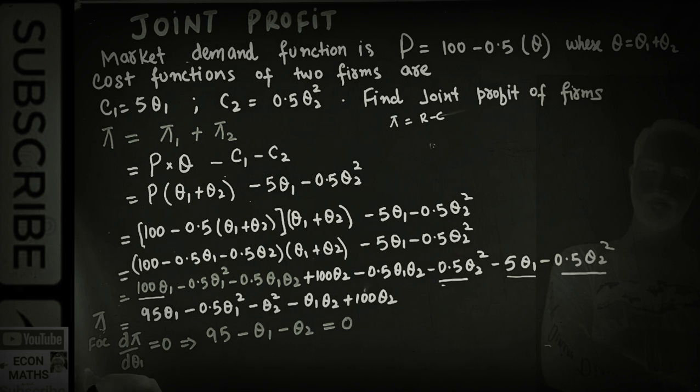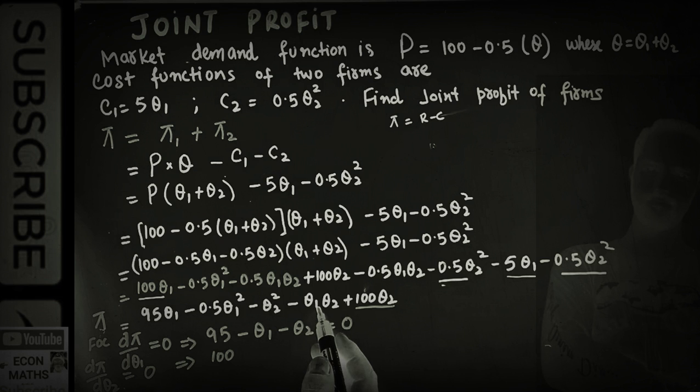Similarly, the second condition is dπ/dq2 equal to 0. That means the derivative of profit with respect to quantity 2 should be equal to 0, so let's take the derivative this time with respect to q2. Let me write this first. We have 100, the derivative of q2 is 1, so we are left with 100.